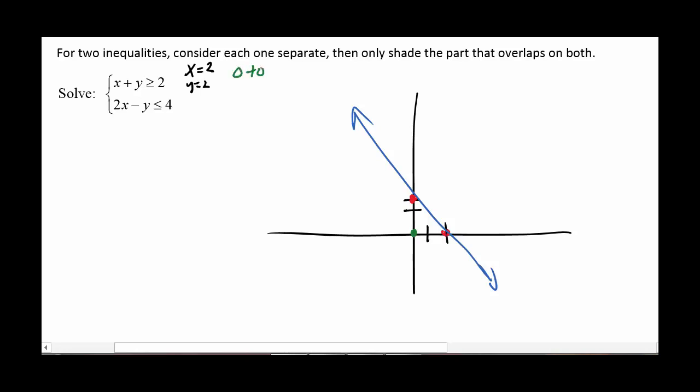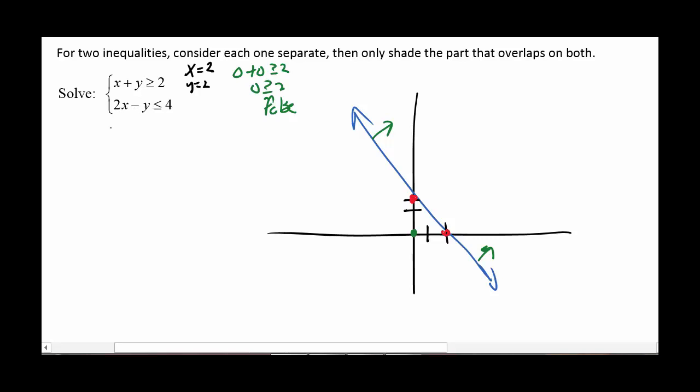So I get 0 plus 0 is greater than or equal to 2. And that's actually false. Okay, so since it's false, that means I'm going to shade away from that particular line. So I'm just going to label which direction I'm shading, because I'm going to include a second line here in a moment. So in that bottom line, I get 2x minus y is less than or equal to 4.